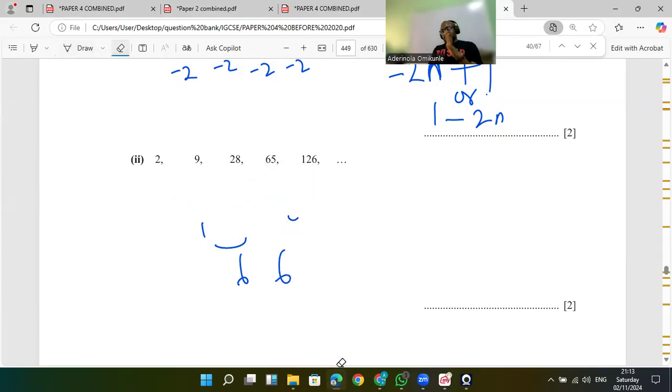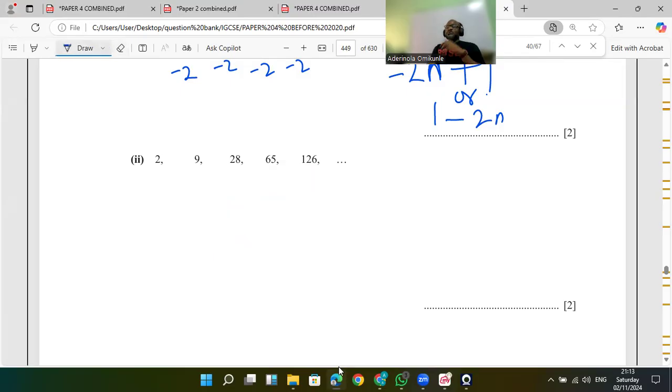So now that we know it's a cubic sequence, what do we do? Okay, so what you do is you write what we call the n cubed sequence. For a quadratic, we said you write the n squared sequence. For a cubic, we said you write the n cubed sequence. What's the n cubed sequence?